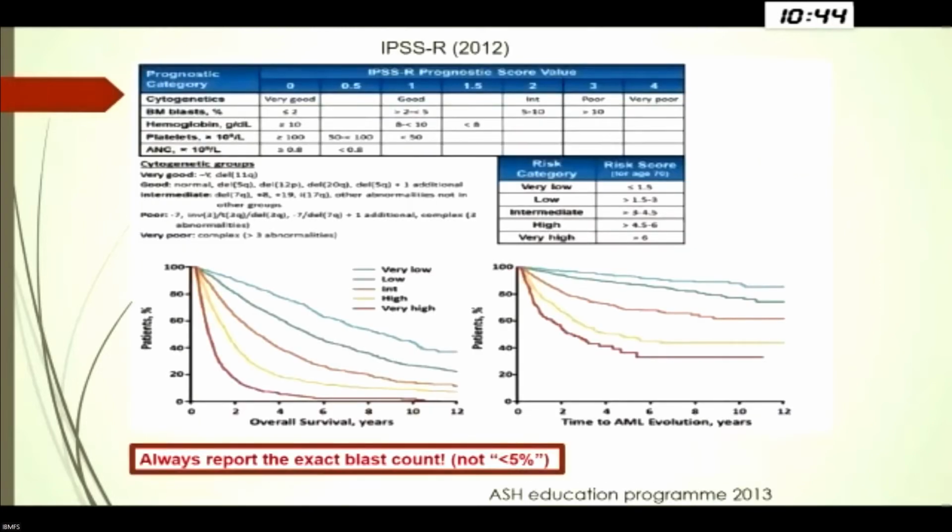On the other hand, the Revised International Prognostic Scoring System now says that if a patient has less than or equal to 2 blasts, he is given a different prognostic score as compared to a patient with more than 2 to less than 5 blasts in the bone marrow. So now it is very important to report the exact blast count based on a differential count on at least 500 nucleated cells in the bone marrow. And a flow cytometry-based blast enumeration cannot replace or substitute the morphological blast count.